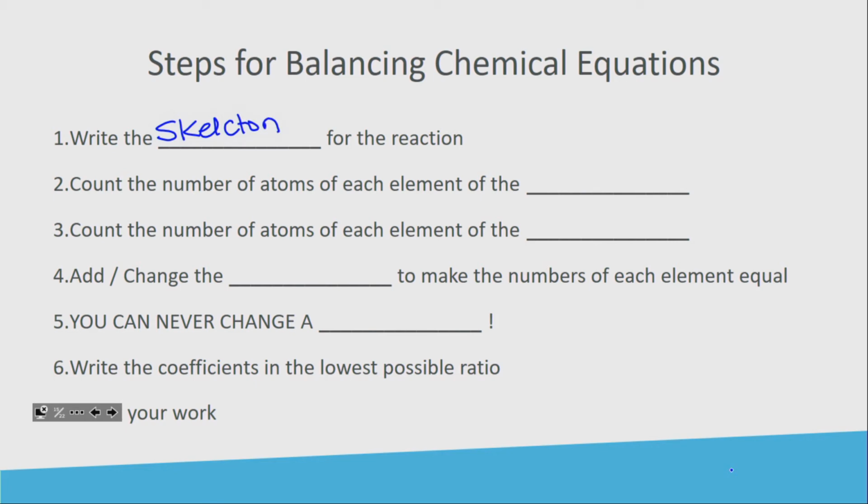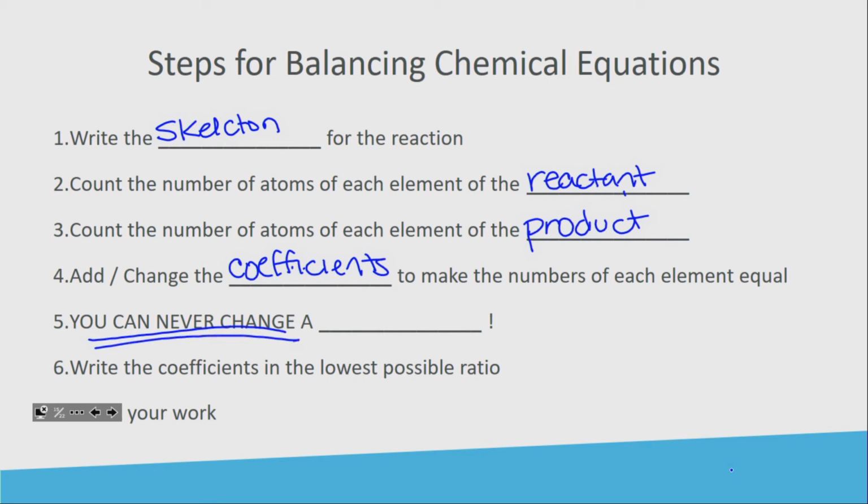Then you're going to count the total number of atoms on the reactant side. Then you're going to count the total number of atoms on the product side. Then we're going to do something called add or change the coefficients to make the numbers equal. And something that I need to make sure you know is you can never ever change a subscript. Subscripts are those little numbers at the bottom. You make sure everything's written in the lowest whole number ratio and always check your work.